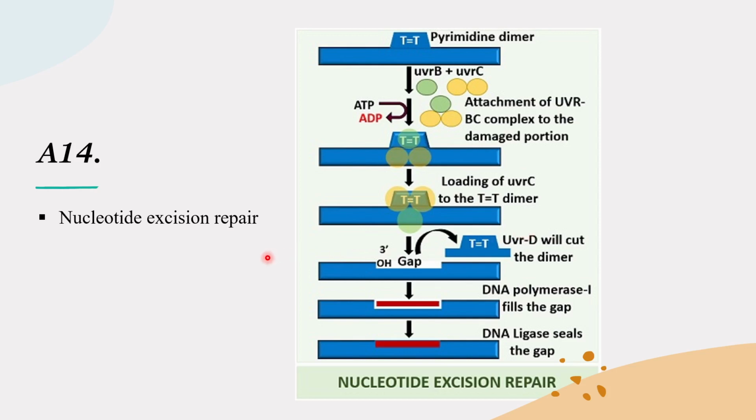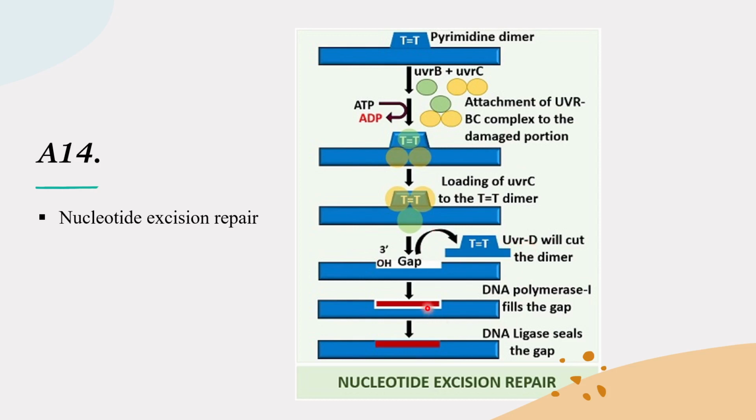In the previous case, in the photoreactivation process, we have seen that DNA photolyase just breaks this TT dimer with the help of FADH. It breaks the bond and produces monomeric bases. Understood? It produces monomeric bases in the photoreactivation process. But in nucleotide excision repair, it completely removes the nucleotide by UVRD.